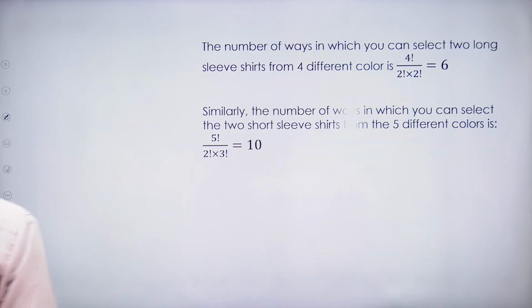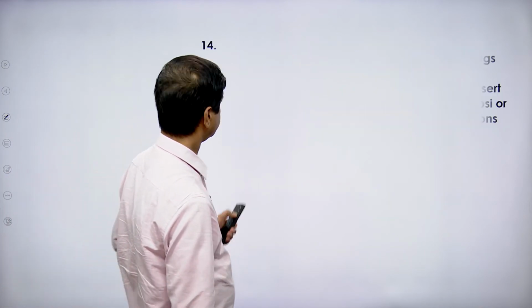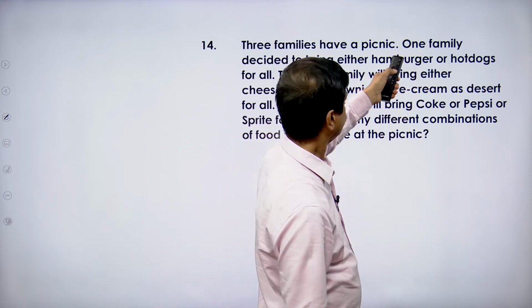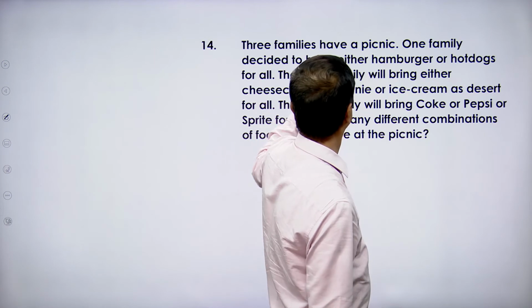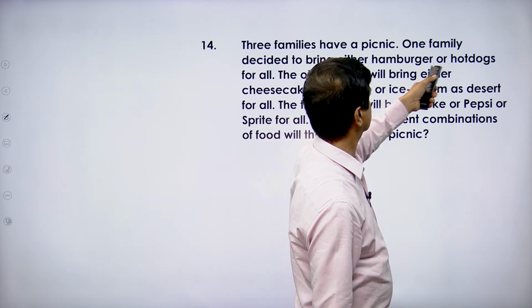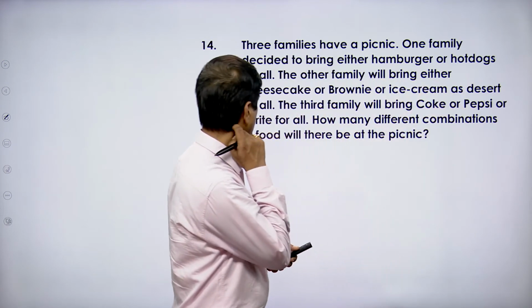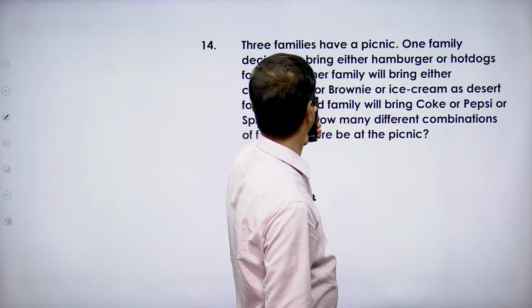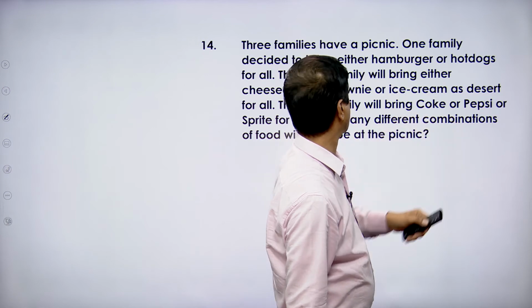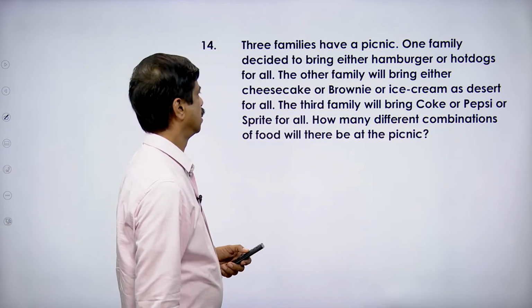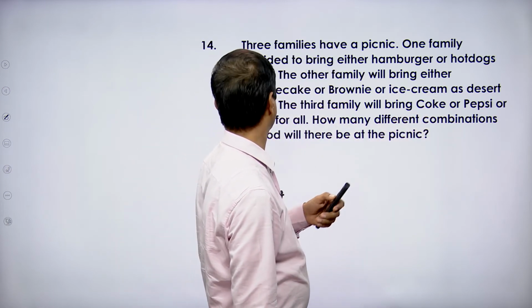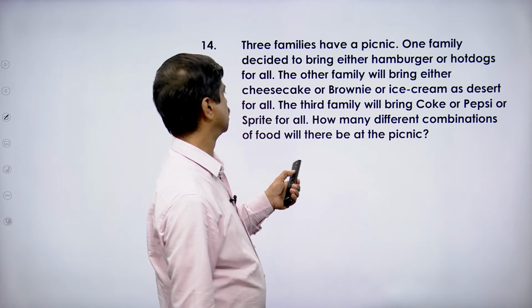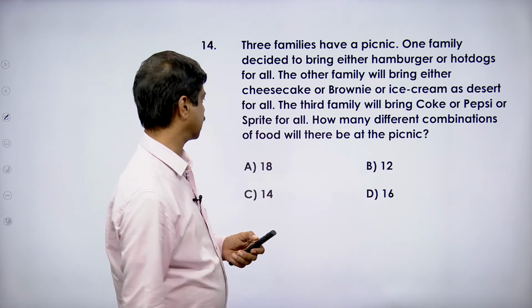Okay children, let us go to the next question. 3 families have a picnic. One family decided to bring either hamburger or hot dogs for all. The other family will bring either cheesecake or brownie or ice cream as a dessert for all. The third family will bring Coke or Pepsi or Sprite for all. How many different combinations of foods will there be at the picnic?